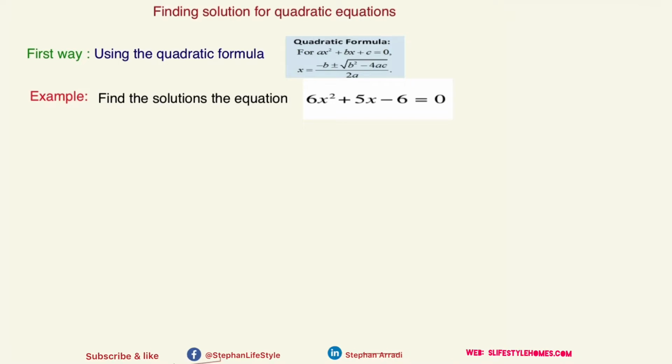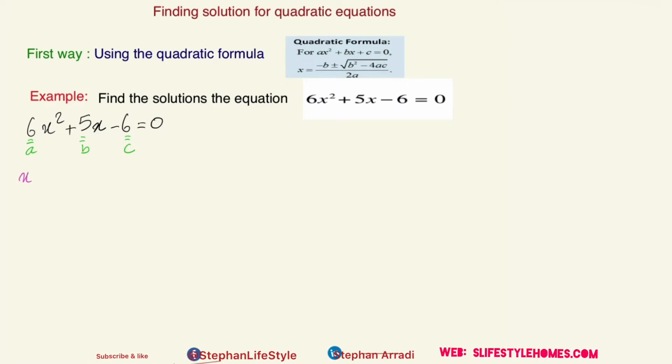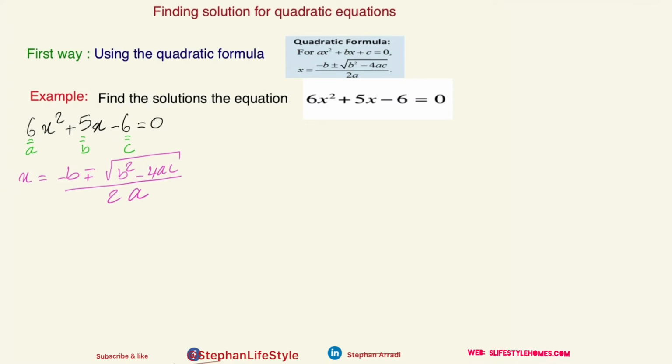So we have the equation 6x squared plus 5x minus 6 is equal to 0. Here this is a, this is b, and this is c. The formula says x equals minus b plus or minus the square root of b squared minus 4ac, over 2a. So let's plug in and see what it gives us.